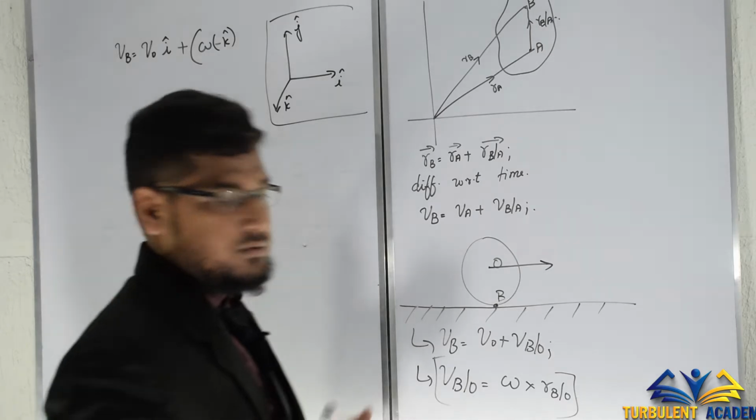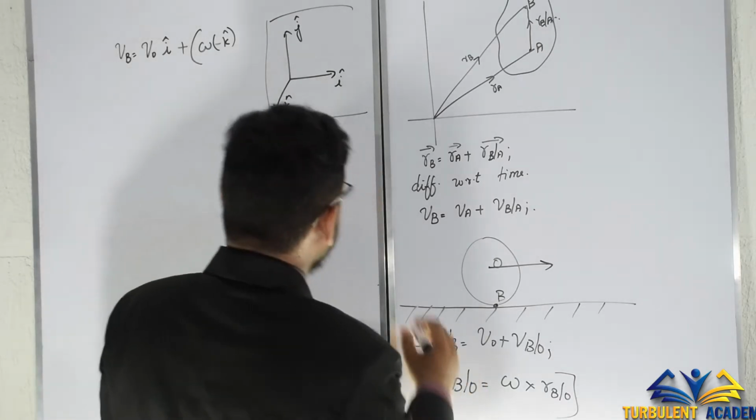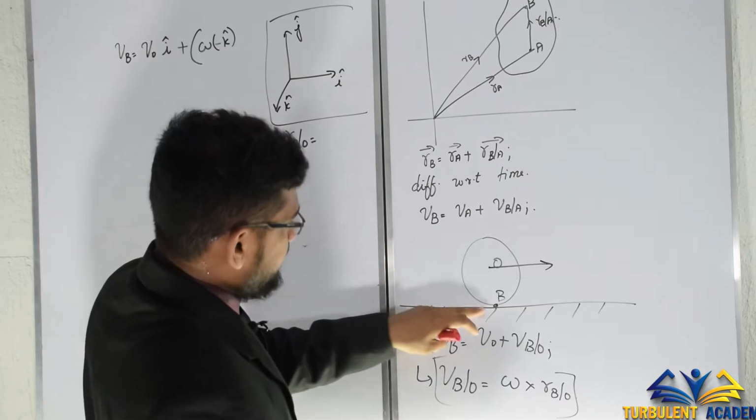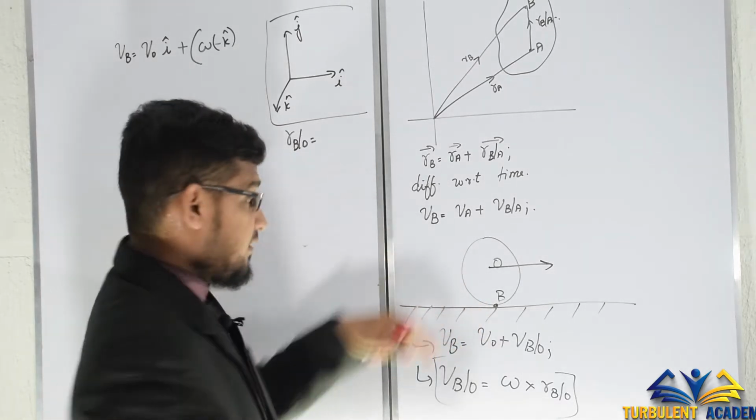From the question, if you could see, R_B/O is going to be the radius of B from O. What is that?